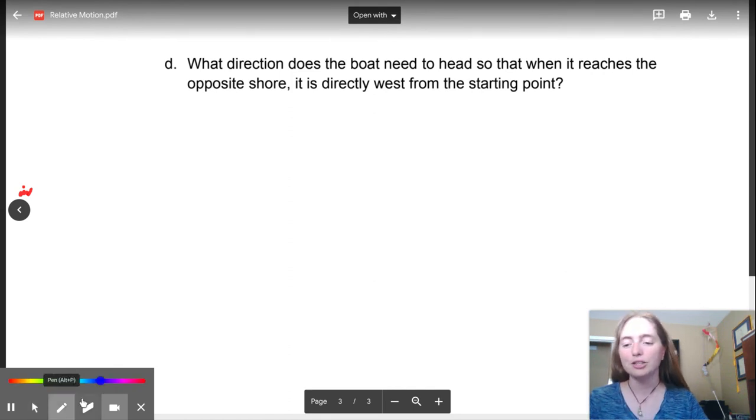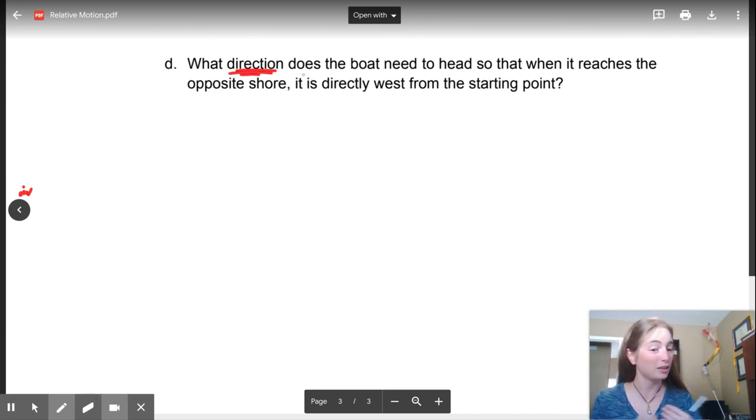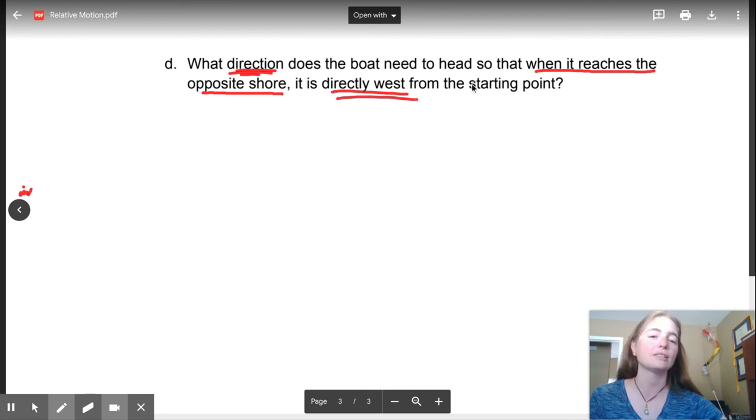All right. So, what direction, so that means I want an angle, does the boat need to head so that when it reaches the opposite shore, it is directly west from the starting point? Okay, so I'm going to draw this again.